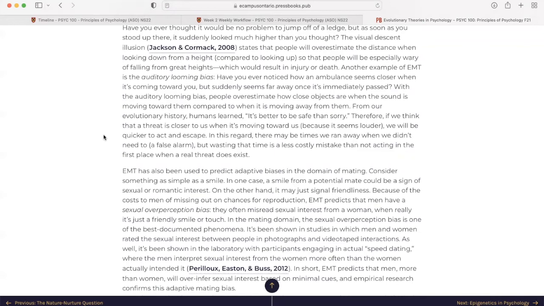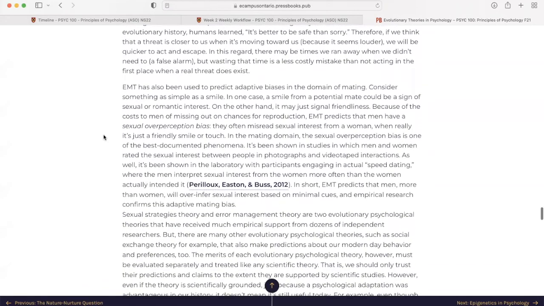EMT has also been used to predict adaptive biases in the domain of mating. Consider something as simple as a smile. In one case, a smile from a potential mate could be a sign of sexual or romantic interest. On the other hand, it may just signal friendliness. Because of the cost to men of missing out on chances of reproduction, EMT predicts that men have a sexual overperception bias. They often misread sexual interest from a woman, when really it's just a friendly smile or a touch.